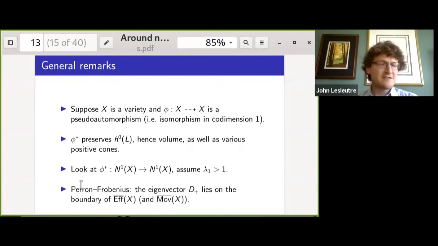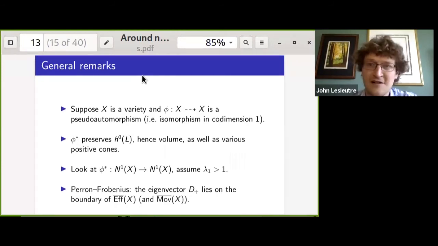All right, a couple other general remarks. First, imagine I have a variety and it has a pseudo-automorphism. What that means is it's a birational map from X to X. It's not an automorphism, it's going to have indeterminacy, but it doesn't contract any divisors in either direction. So neither phi nor phi inverse contracts a divisor. All right, so that's a pseudo-automorphism. It's invertible. Its inverse is also a pseudo-automorphism. And the good thing about pseudo-automorphisms is that they preserve H0. So if I have a line bundle L and I pull back via a pseudo-automorphism, the pullback of L also has the same H0 as L did.